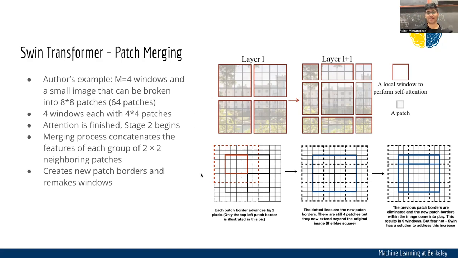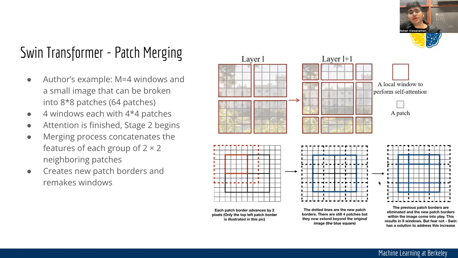To put this into perspective, this is our original image, 8x8. This is one window. The first step is advancing each patch border by 2 pixels. So the top left patch border is shown here, and we want to do this for each of the 4 windows. For this previous window, we advance the border by 2 pixels on each side. Now we take these new intersections with our image and use those as our new patch borders. This results in 9 windows, 3 on each level.